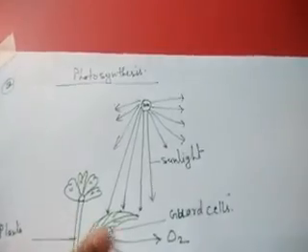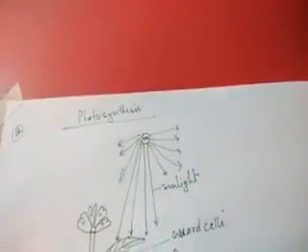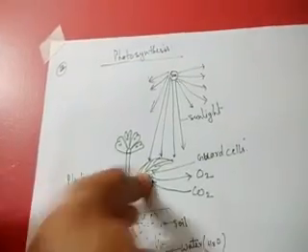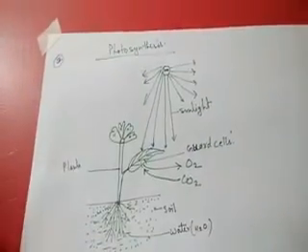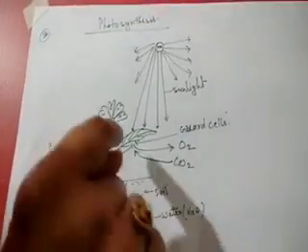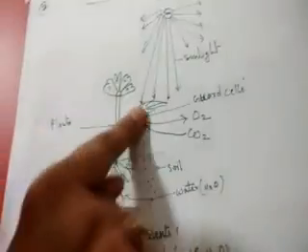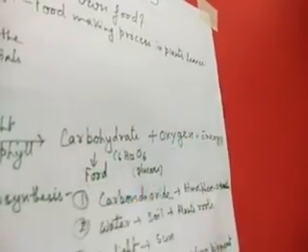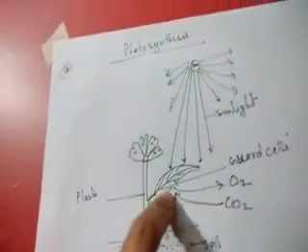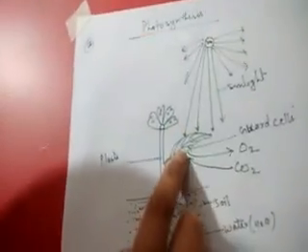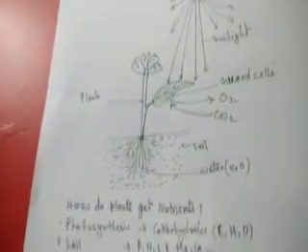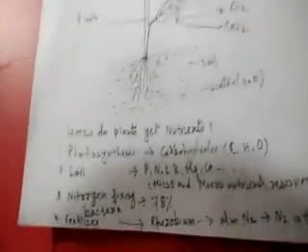So in the presence of sunlight, the carbon dioxide and water blend together in the presence of sunlight and chlorophyll in the plant's leaves and prepare carbohydrate and oxygen. Carbohydrate is the food of the plant, which is stored in the plant leaves. So this is the photosynthesis process.